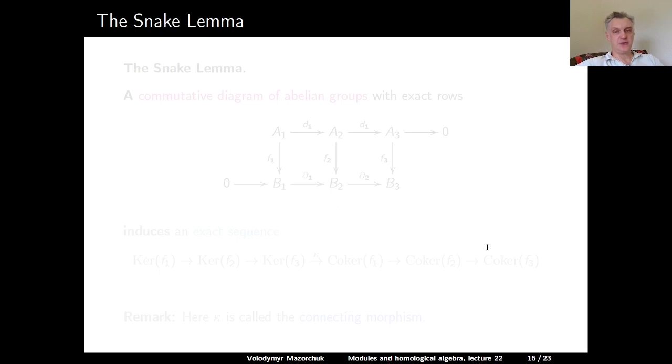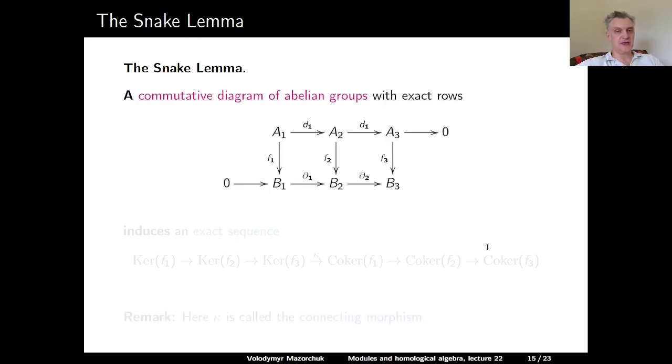And the final lemma which we are going to talk about today is called the snake lemma. So here is the short formulation of the snake lemma. Consider the following commutative diagram of abelian groups with exact rows. So we have row 1: A1, A2, A3, and 0, with differentials d1 from A1 to A2 and d2 from A2 to A3. And then we have the second row: 0, B1, B2, B3, with differential partial 1 from B1 to B2 and partial 2 from B2 to B3.